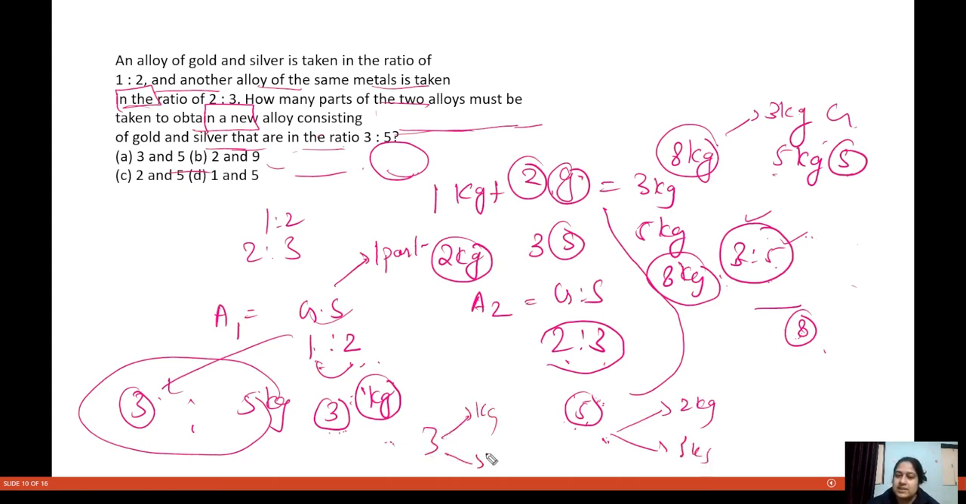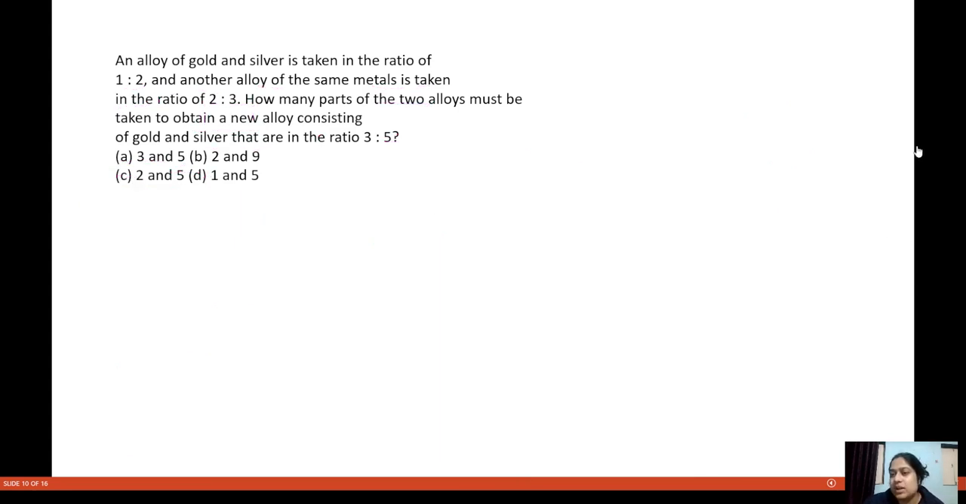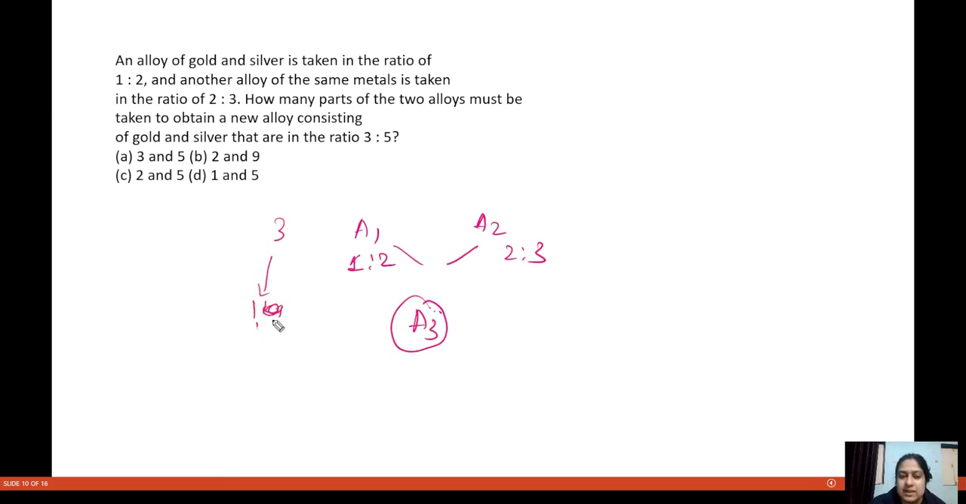So this is what this question is asking. Let me explain this once more. See, you have alloy A1, you have alloy A2, mix this and make alloy A3. Take this A1 with 1 is to 2 and this with 2 is to 3. That means in 3 part you have 1 part gold and 2 parts silver, and in this 5 part you have 2 kg gold and 3 kg silver. So when you add this up, you have this A3, you will get 3 and 5 ratio. Take 3 part of this and 5 part of this, so you will have this as your answer. I hope everybody is clear with this. Now let's move forward.